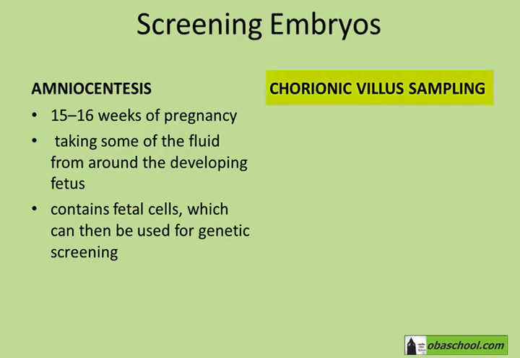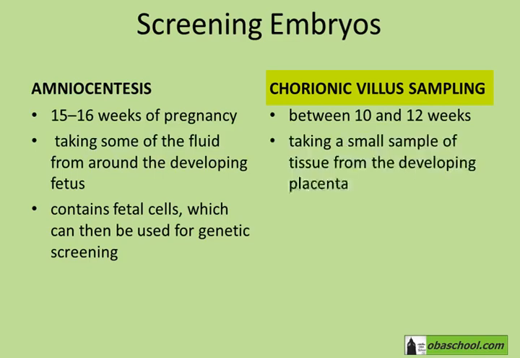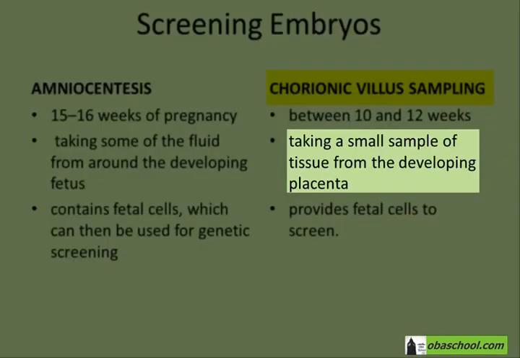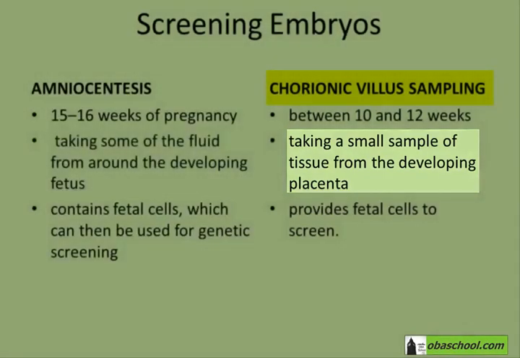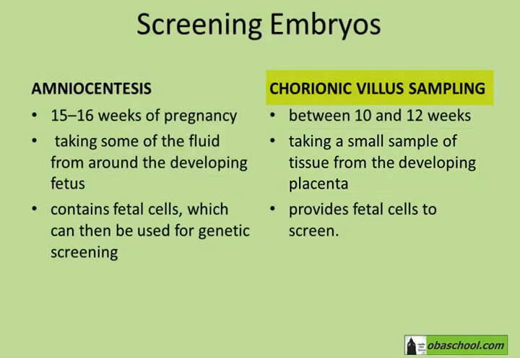As for chorionic villus sampling, it is performed earlier, between weeks 10 and 12 of the pregnancy. Instead of taking some fluid samples, this procedure is actually taking a solid tissue sample from the placenta. The placenta is tissue that connects the fetus to the mother. So taking a sample of this placenta provides cells from the fetus for genetic screening.